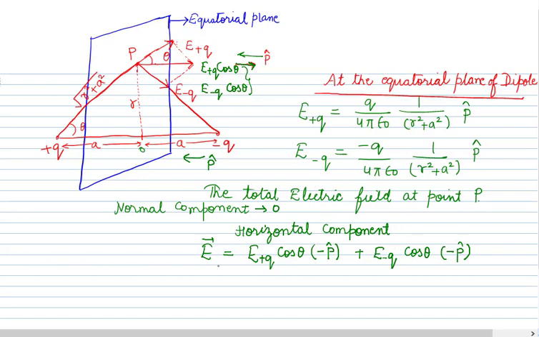So the electric field may be written as, we take minus as common from both the terms. So this is E to the power plus q cos theta and then plus E to the power minus q cos theta, and cos theta again we can take as common. And now if we want to calculate the value of this cos theta, because minus we have taken common, so p cap is left outside.